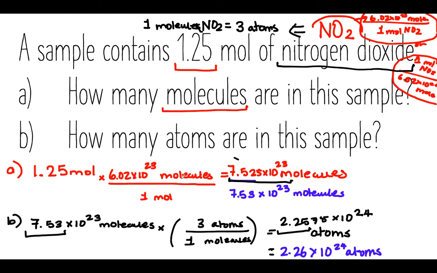The reason why I had to use this conversion is because the type of compound that I have is NO2, which is a molecule. If I'm using Avogadro's number, I can only solve for the number of molecules. To find atoms, you take it a step further and look at the next conversion factor, which is 1 molecule equals 3 atoms.